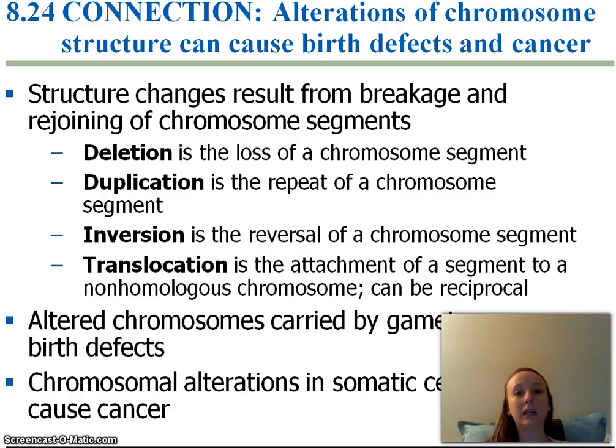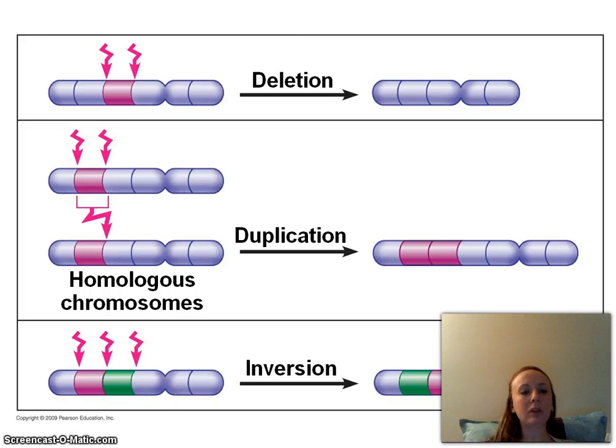So translocation can be a really, really bad defect. So altered chromosomes carried by gametes can cause birth defects, and if this happens in somatic cells, normal body cells, it can lead to cancer. So then let's take a look at some pictures here. So deletion, see that piece of that chromosome is taken out and it's shorter here. So you can notice the effect.